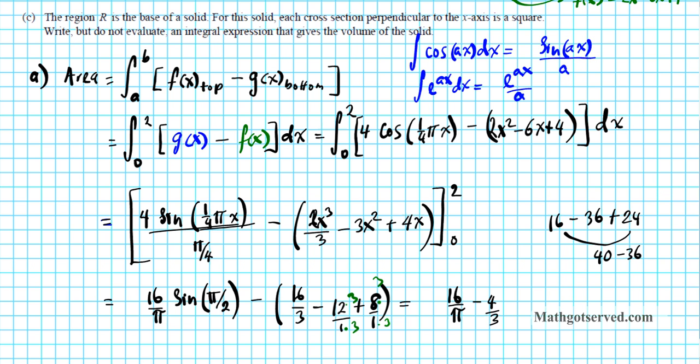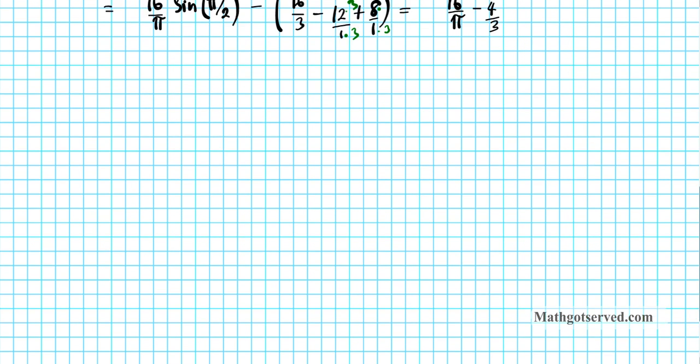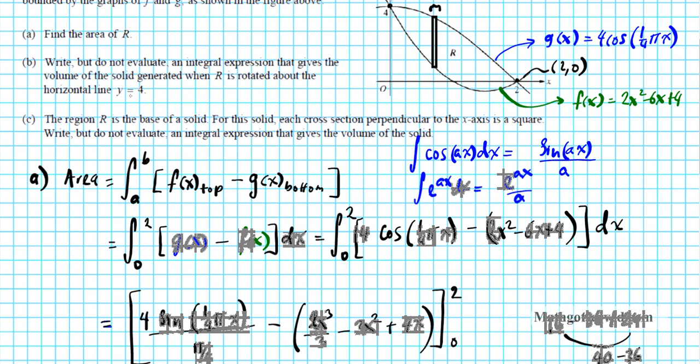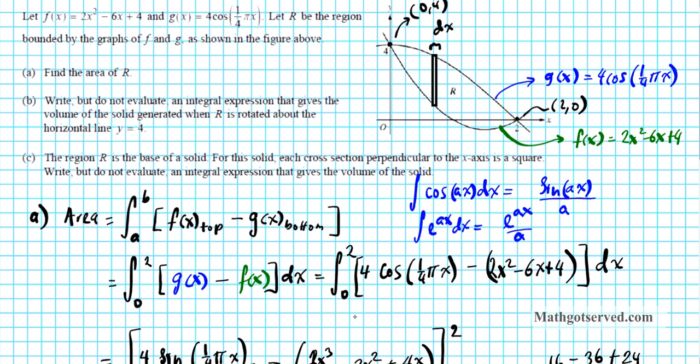All right, let's take a look at the B part. The B part we're to set up. It says, write but do not evaluate an integral expression that gives you the volume of a solid generated when R is rotated about the line y equals 4. So you notice we are rotating about a line that's above both functions. So I have a detailed tutorial explaining how to calculate volume of solids of revolution. So you should check that tutorial out to understand how I'm setting up the formula that I'm about to use.